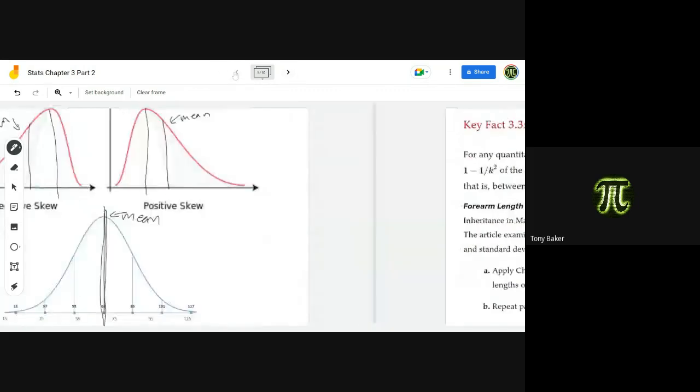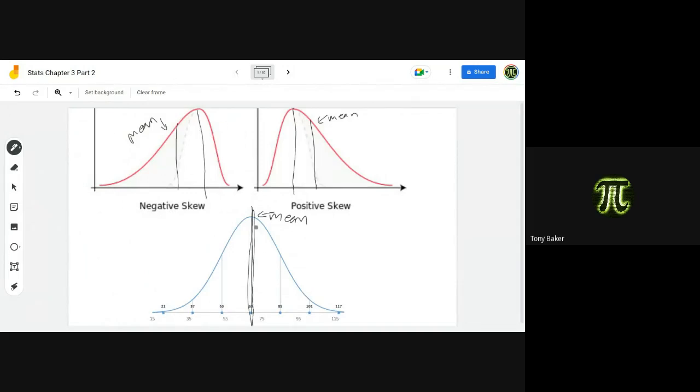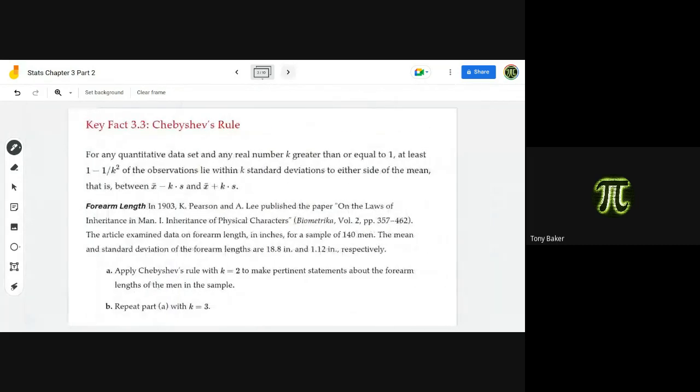So when we look at this curve here, how much of the data is between here and here? How much information's in there? How many of the data points are in there? Okay. How much of the population would be in there? So this problem says forearm length.